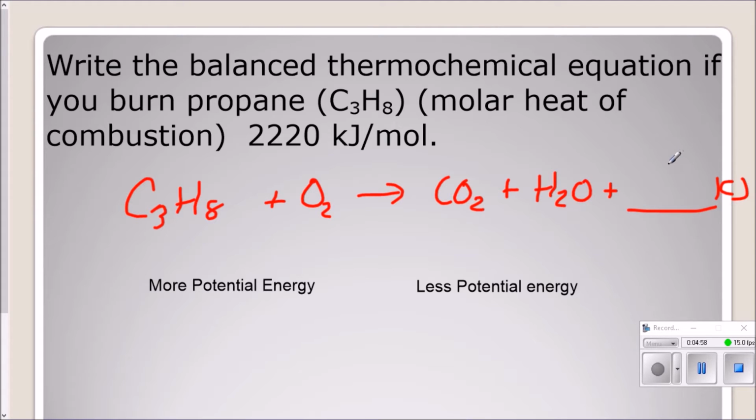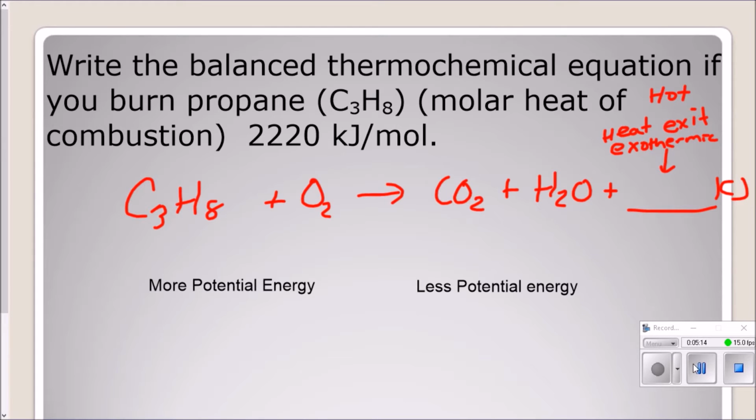because heat is exiting. Now, how do I know heat is exiting? Because it's hot. And if it's hot, we call this special reaction, this special equation, an exothermic reaction, because heat is leaving. So let's balance this and let's see if we can make a thermochemical equation.